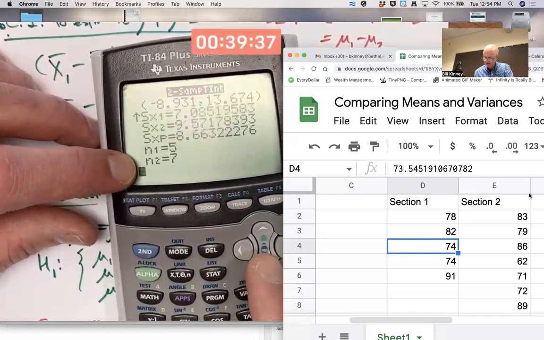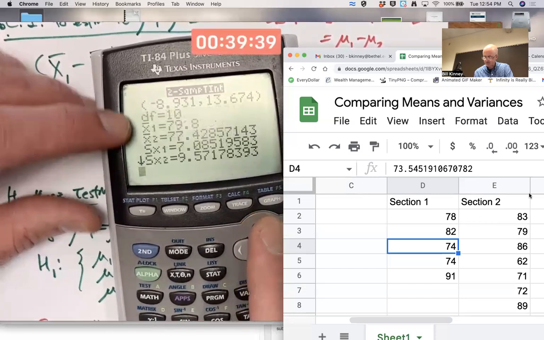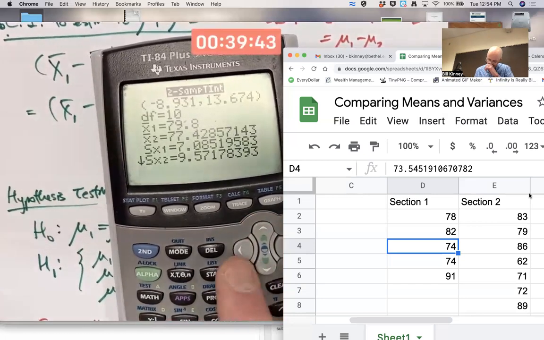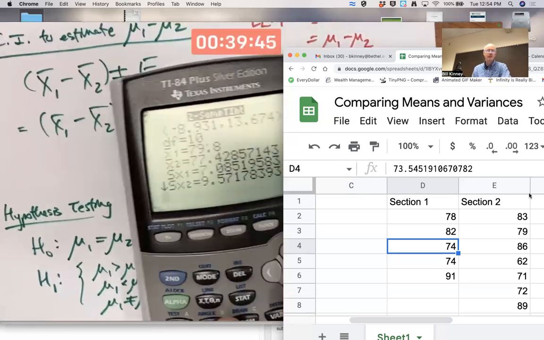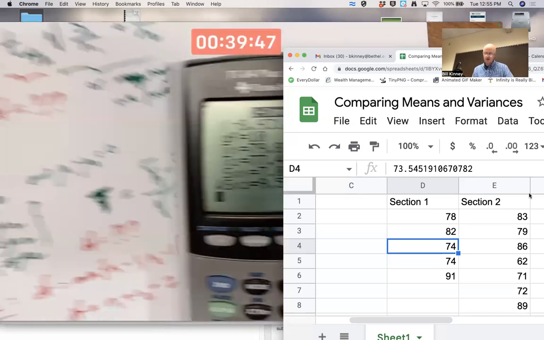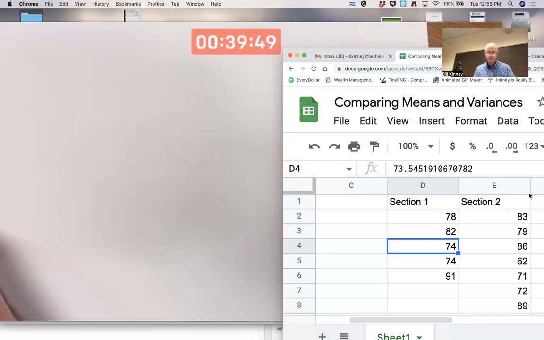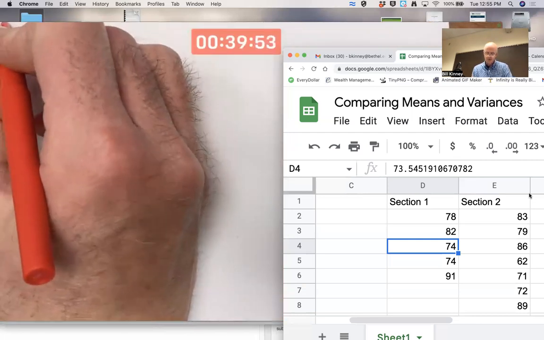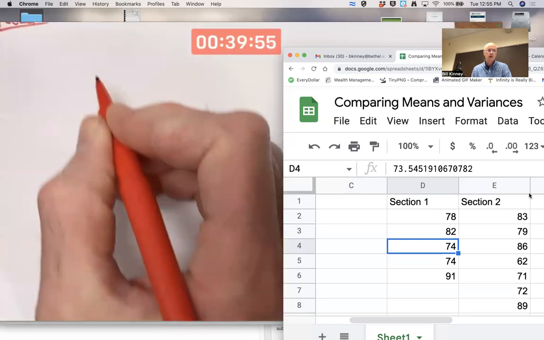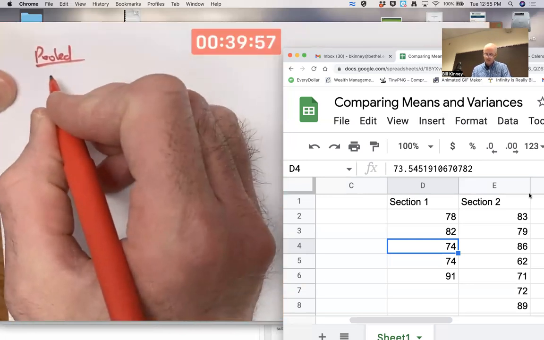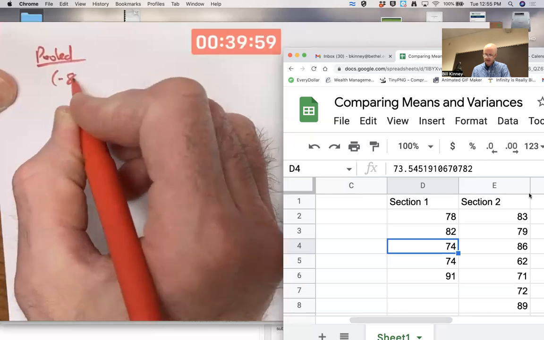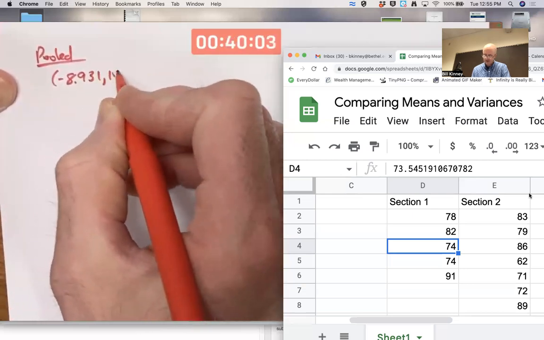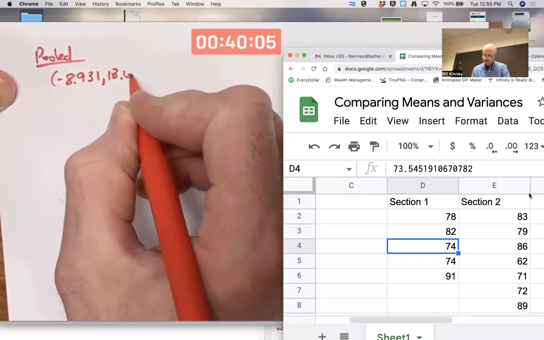N1 is 5, N2 is 7. Yeah, all those numbers are in their degrees of freedom, which is 5 plus 7 minus 2. All right, what if we do the same thing? So this answer was negative 8.9 to 13.7 approximately for this example. Pooled. Approximately negative, okay, I'll write more decimal places: negative 8.931 to 13.674.